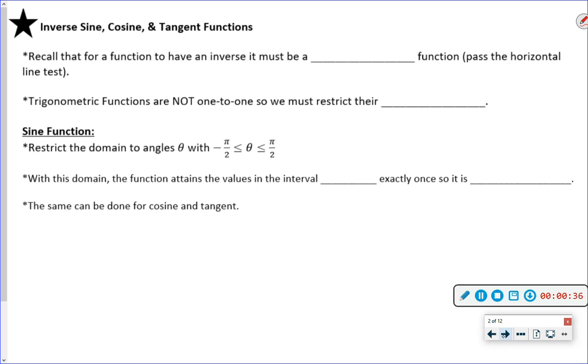Recall that for a function to have an inverse, it must be a one-to-one function. We haven't talked about that for a while. That's why I put this on for you. To be a one-to-one function, you have to pass the horizontal line test. So vertical line test if it's just a plain old boring function. Horizontal test, one-to-one. It has to be one-to-one in order to have an inverse that exists.